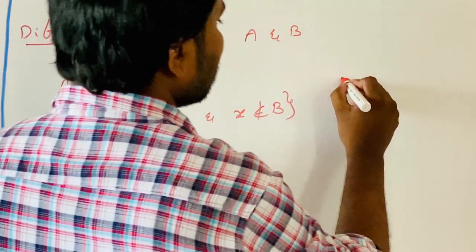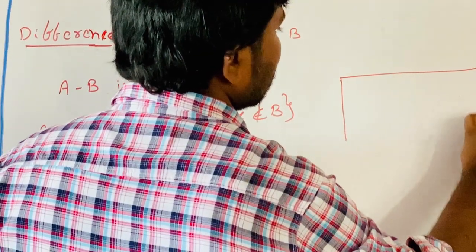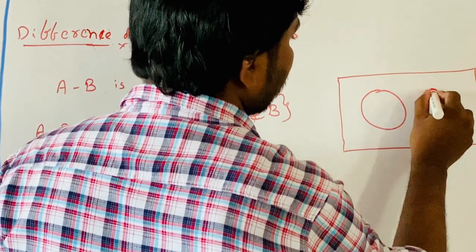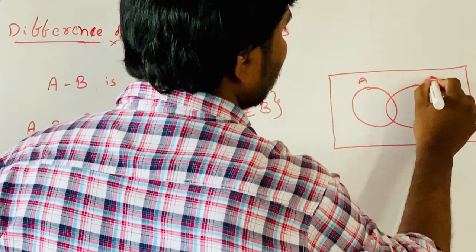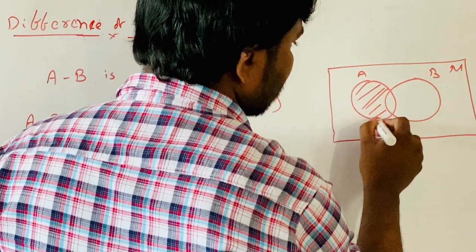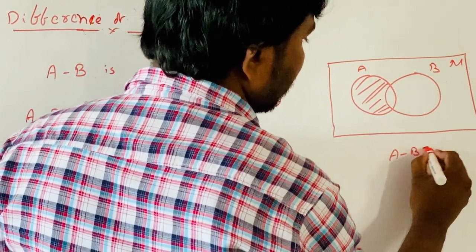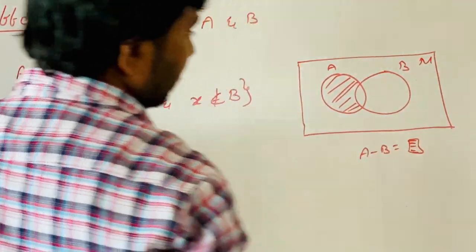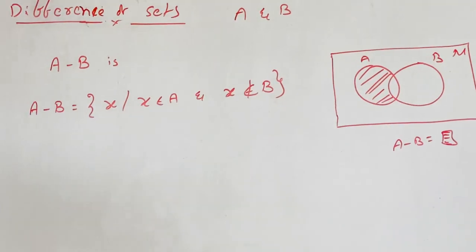What is the Venn diagram of that? Venn diagram of the difference means here, see A, B, mu. Now this one is the shaded one. Means the shaded part is called A minus B in the diagram.